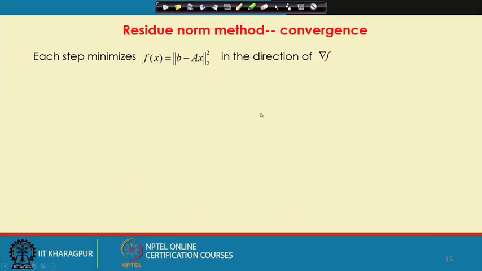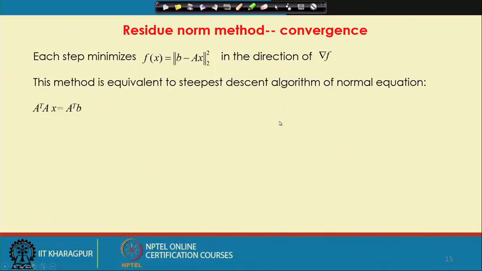Each step minimizes the function, the square of b minus Ax. Earlier, for minimum residual, it was minimizing in the direction of R. Now, it is not minimizing in the direction R, rather it minimizes the L2 norm square of R in the direction of grad f. This method is equivalent to steepest descent algorithm on the normal equation A transpose A x is equal to A transpose b.